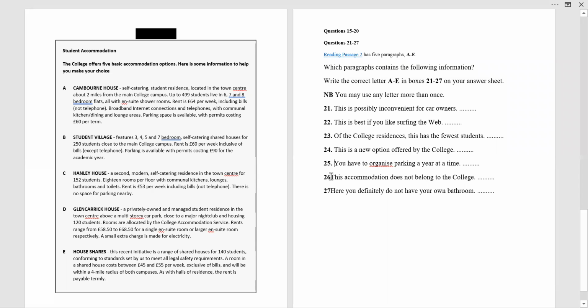This is the question number 21 to 27. And you don't have too much time here. Quickly find it, because the passages, you see the paragraphs, they are very small. So this is possibly inconvenient for car owners. So let's see, we have this information given, and they have given us a note: you may use any letter more than once. As there are 7 questions and 5 paragraphs, definitely we may need to use a letter more than once. Find this out.